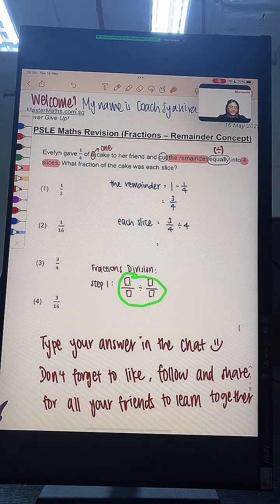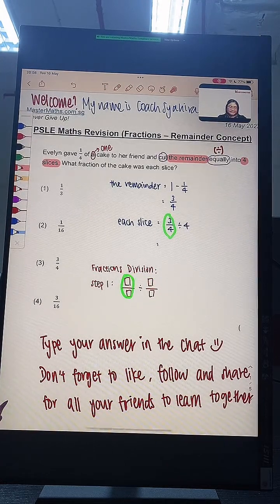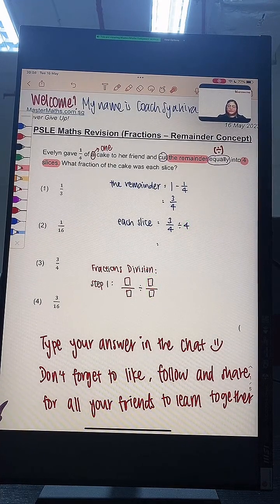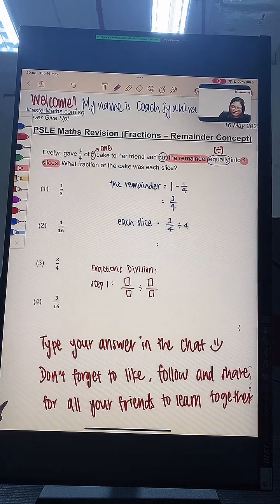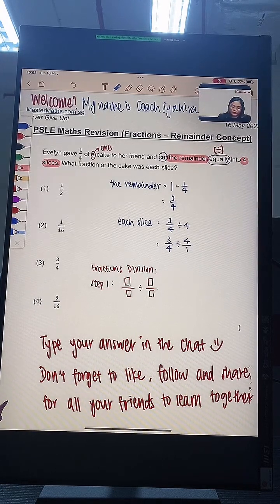For it to have this template, we see that the first fraction already has this template. The divide is already there, and the second fraction is the one that we don't see yet. To turn a whole number into a fraction, we can just write out of 1. So we are going to get 3 out of 4 divided by 4 out of 1. That is step 1.